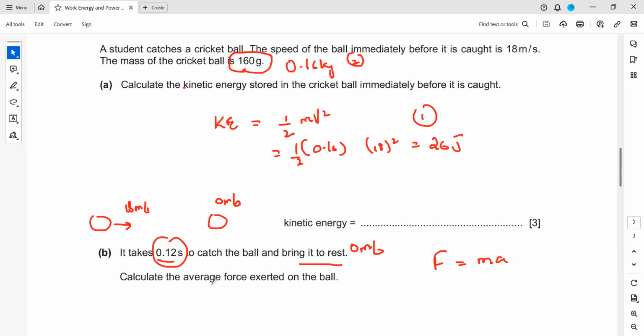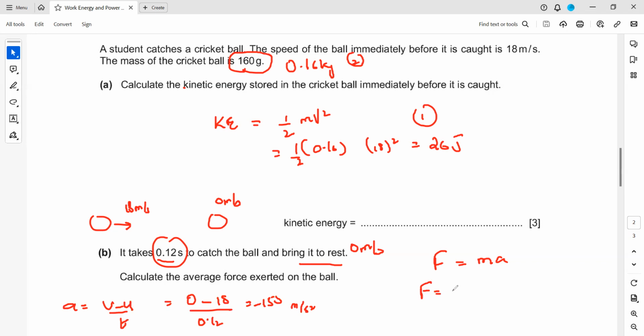And what about the acceleration? The acceleration is a change in the velocity divided by time. It's a deceleration actually because the ball has stopped. So its speed decreases from 18 to 0. So final is 0, initial is 18. And how much time did it take? It took 0.12 seconds. So this will be 18 divided by 0.12. That's 150. Negative is there. What does the negative sign show? It shows that the object is decelerating or it slowed down.